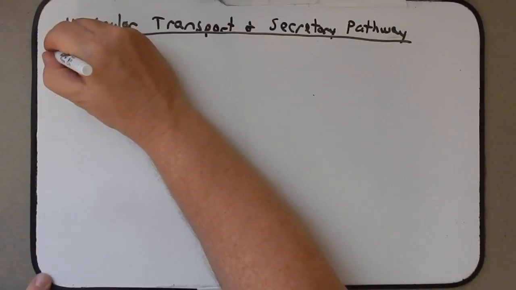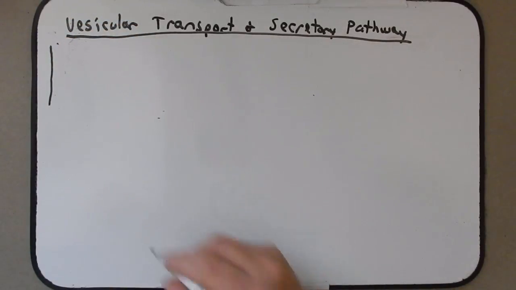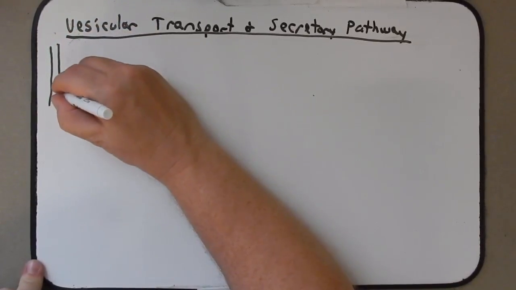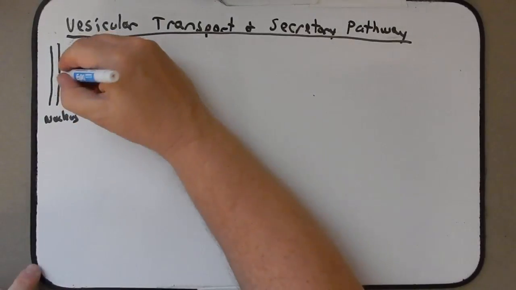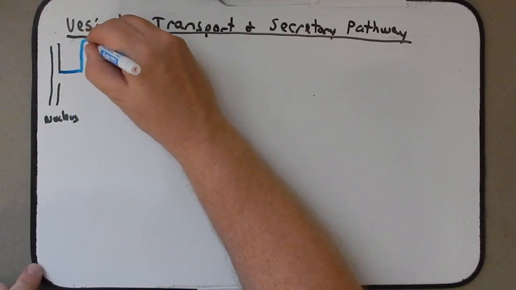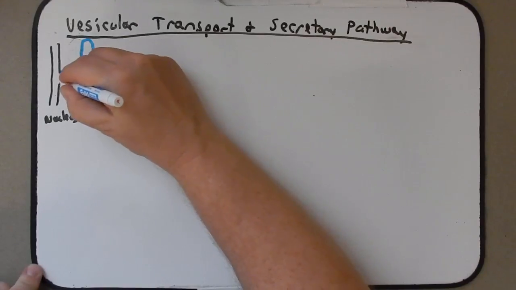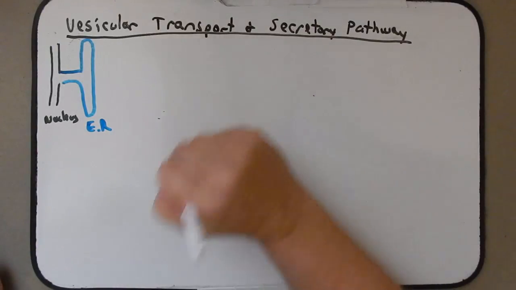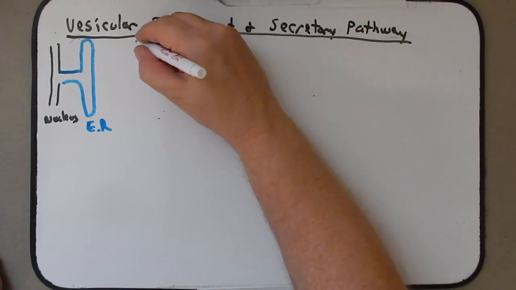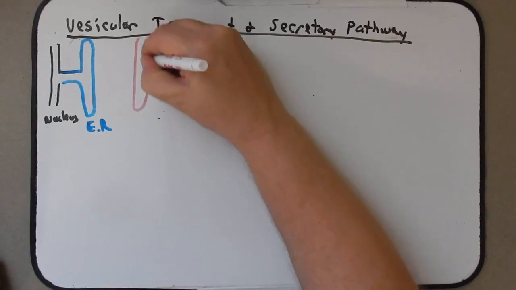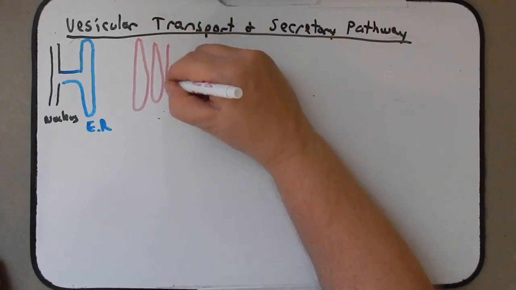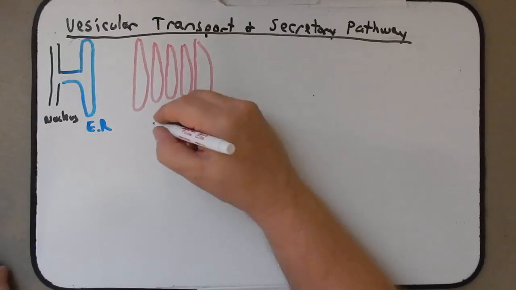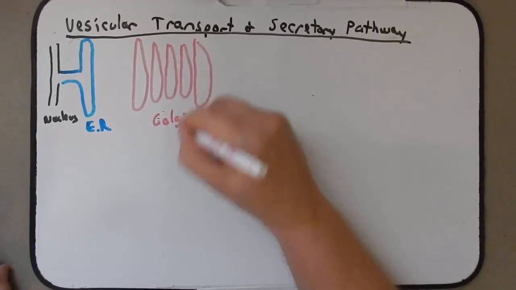So let's begin with the nucleus. Now, protein doesn't start off in the nucleus in the secretory pathway, but it's important to draw it because the nucleus is continuous with the first organelle of the secretory pathway, and that is the ER, the endoplasmic reticulum. The next compartment of the secretory pathway is the Golgi apparatus. And the Golgi apparatus is a system here of stacked membrane sacs. And we'll talk more about these when we get to that part of the secretory pathway.